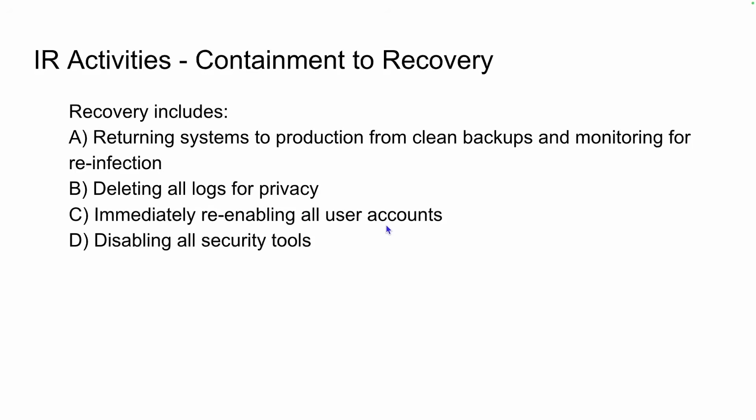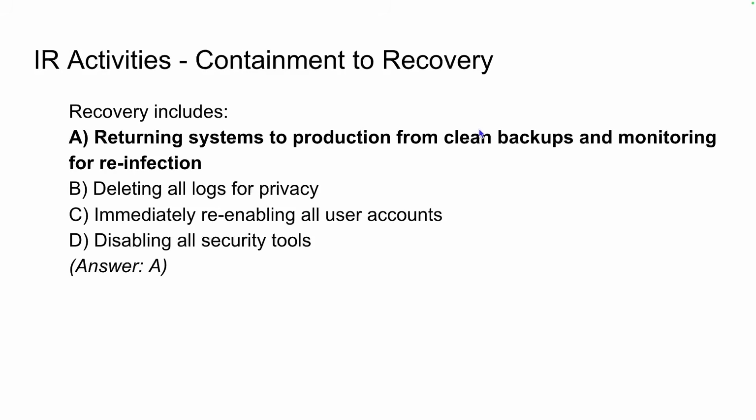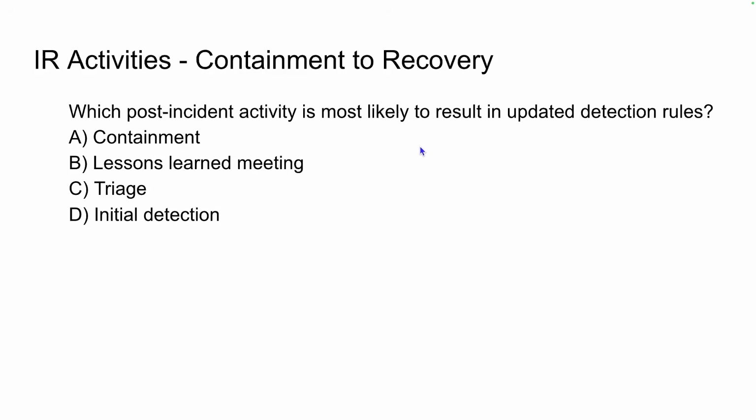So immediately re-enabling all user accounts also seems like a very incorrect answer, because technically, sure, we want our users to be working, but immediately re-enabling them without notifying them what took place, without telling them that there's new training going on, all of those things need to be done before we immediately re-enable everybody. So recovery includes returning systems to production from clean backups and monitoring for infection. There we go. Which post-incident activity is most likely to result in updated detection rules?